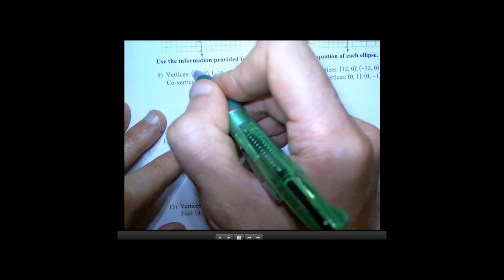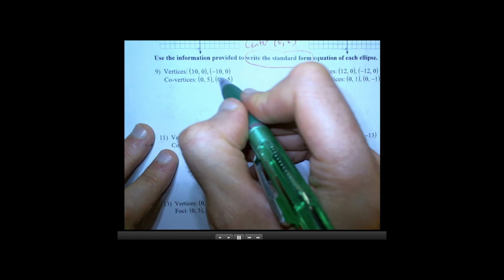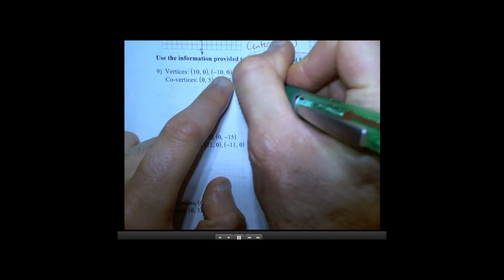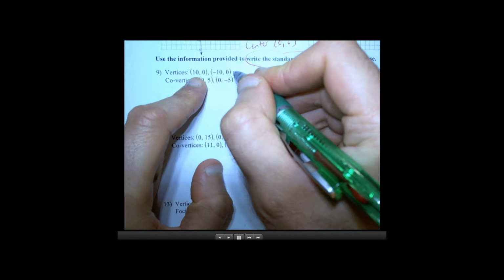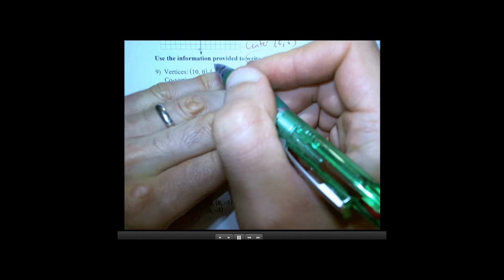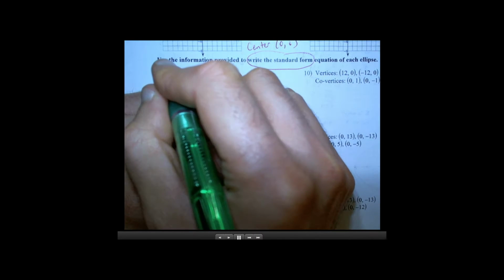So knowing that, let's assume, guys, that the center is 0, 0. So my vertices, the key thing, ladies and gentlemen, my vertices represent, again, what letter, guys? A, B, or C?